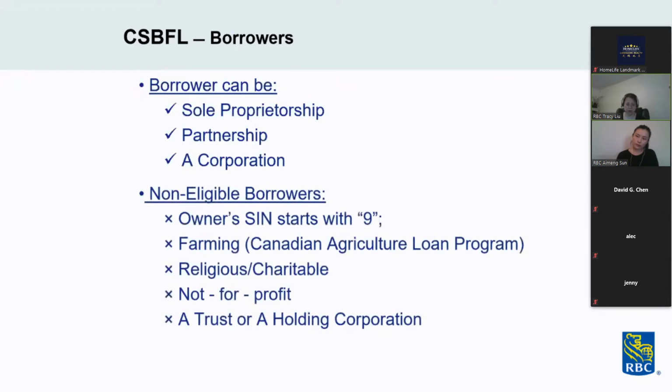What is not an eligible borrower for this program: currently we are not doing any owner who is on a work permit or study permit, whose social insurance number starts with 9. And farms: we do have another program, the Canadian Agriculture Loan Program, so any farm income related, we are not applying for this program. Religious and charitable organizations, which are non-profit, are not eligible for this program. Or a trust or holding company, which means you cannot use a holding company to borrow money for running the business. It has to be solely under the operating company.